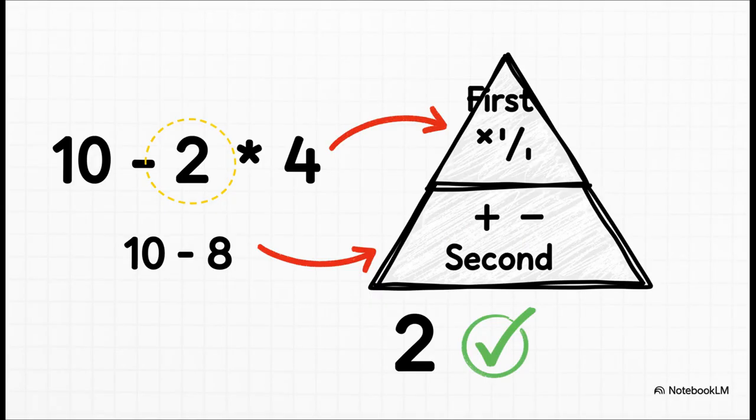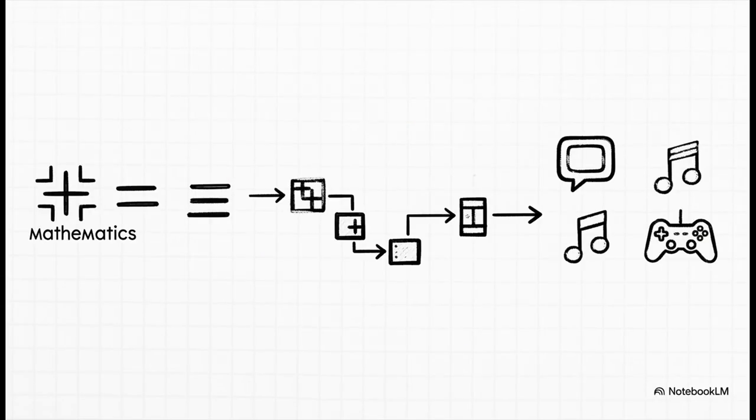The rulebook is pretty simple. It says that multiplication and division are more important, so they always get done before addition and subtraction. That's why the computer looks at our problem and does the 2 times 4 part first, which is 8. Then it goes back and does the subtraction, 10 minus 8, which gives us the correct answer, 2. And there you have it.